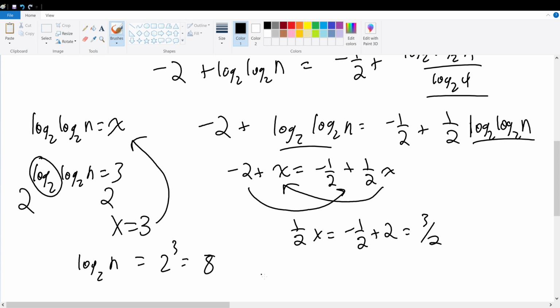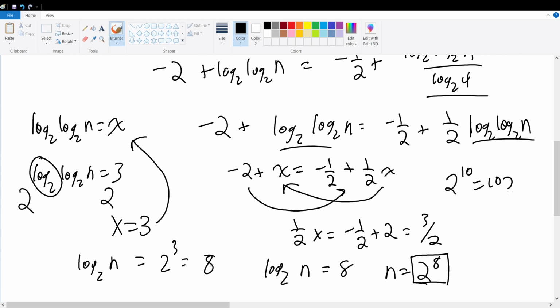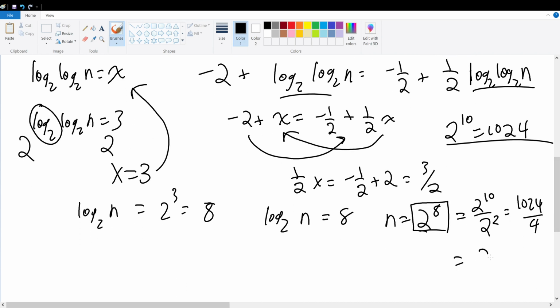Now, that means log base 2 of n has to equal 8. That means n is equal to 2 to the 8, right? And what is 2 to the 8? Because we're trying to find the summation of its digits. Well, a special power of 2 that you should memorize is 2 to the 10, which is equal to 1024 always. From there, you can multiply or divide by powers of 2 to derive your answer. So in this case, that can be written as 2 to the 10 over 2 squared, which is just 1024 over 4. If we evaluate that, that would just equal 256, right?